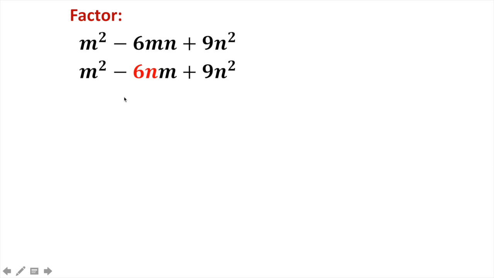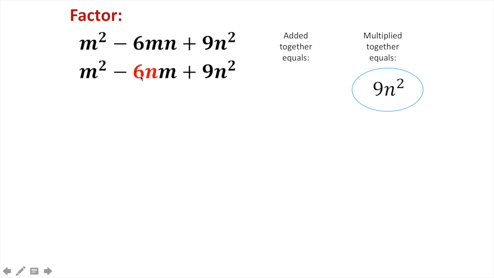If we do a traditional quadratic, we find two things that multiply together to give us C, but add together to give us B. So two things that multiply together to give us C, and C in this case is 9n squared. But it needs to add together to give us B. Well, B in this case, if we just view m as the variable, the coefficient would be 6n. So it would be a negative 6n. So negative 6n, and it has to add together to give us negative 6n, but multiply together to give us positive 9n squared.